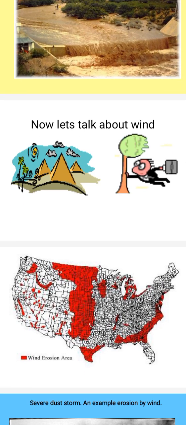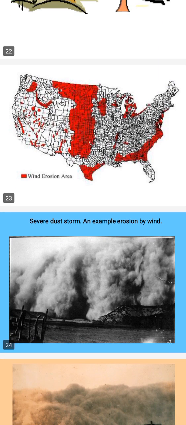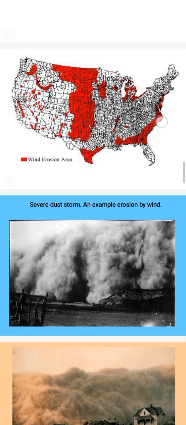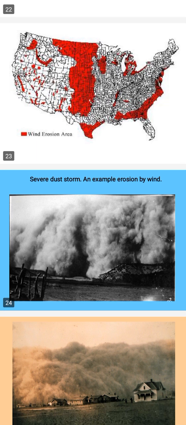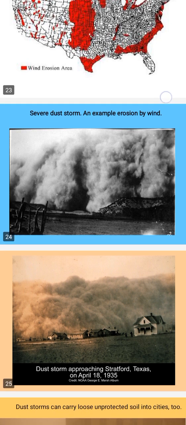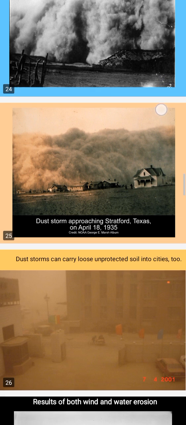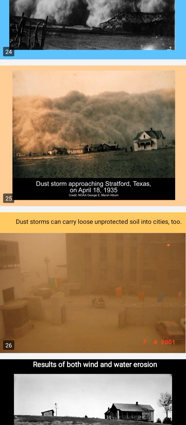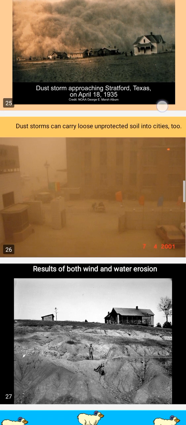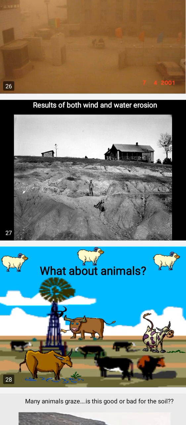Now let's talk about wind. The red color areas are those areas which have wind erosion. Here is an example of erosion by wind: a dust storm approaching Stafford, Texas on April 18, 1935. Dust storms can carry loose, unprotected soil into cities too. Results of both wind and water erosion, you can see in the picture.